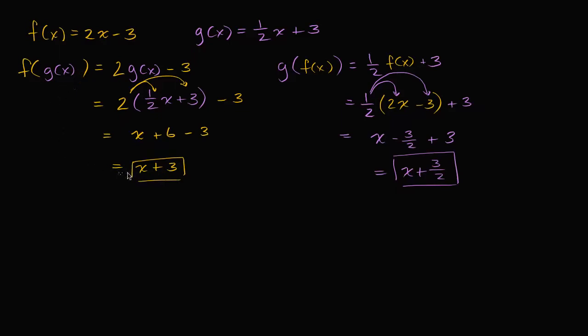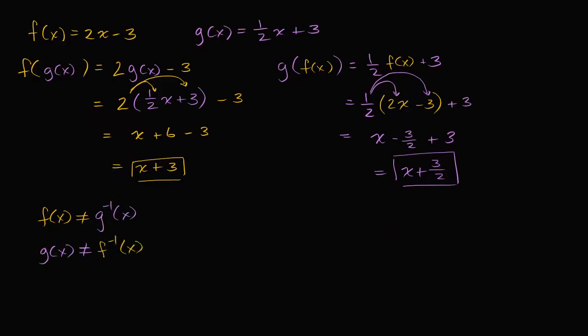In fact, we just had to do either this or that to know that they're not inverses of each other. So these are not inverses. So let me write it this way. f of x does not equal the inverse of g of x. And g of x does not equal the inverse of f of x.